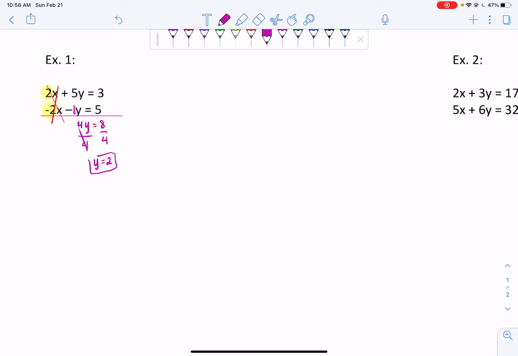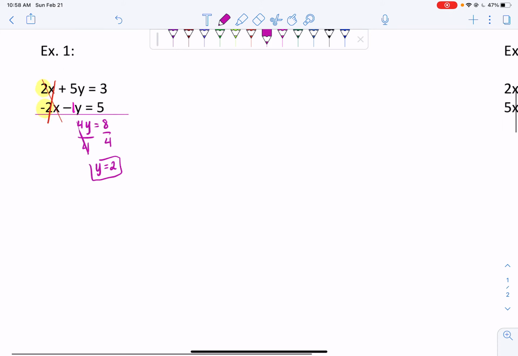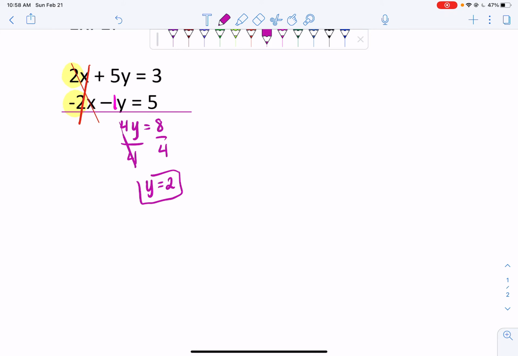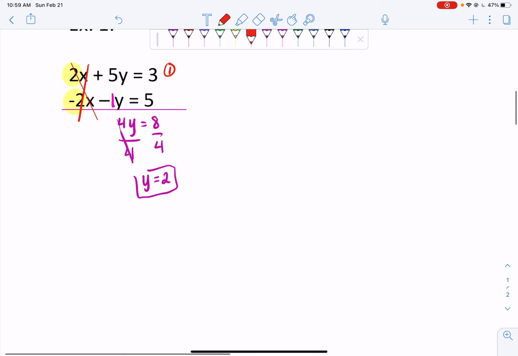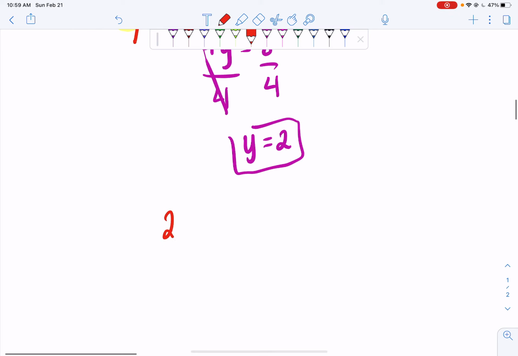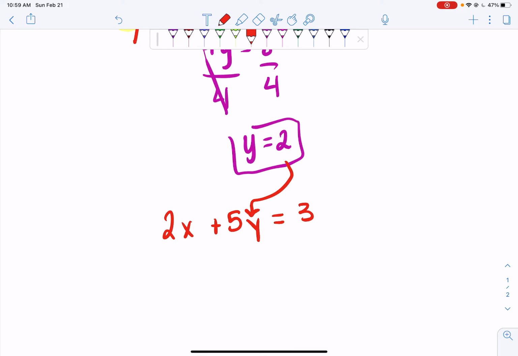Here's the issue. I have a y value. I need an x value. So now we got to pick which equation we want to work with. We can do our 2x plus 5y equals 3 or our negative 2x minus 1y equals 5. I personally would do equation 1, because everything's positive. So I rewrite that equation of 2x plus 5y equals 3. And everywhere I see a y, I'm going to substitute a 2.